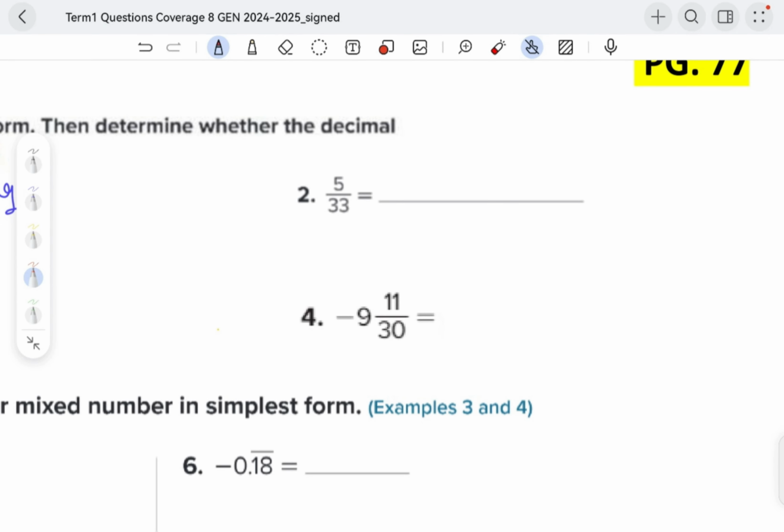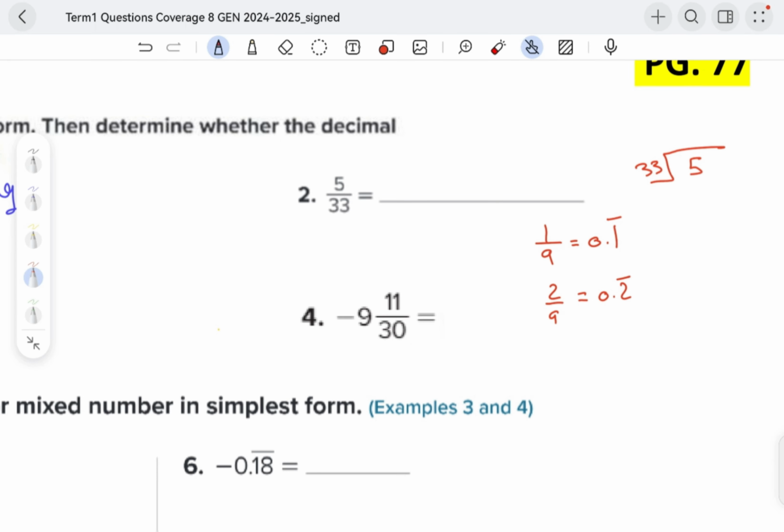Now let's go for question number 2. For question number 2, you can go and use the long division. You can divide 5 divided by 33. But what I'm going to do, I will use previous knowledge. We know that 1 out of 9 or 2 out of 9 or 3 out of 9, this is a repeating decimal. This will give us 0.1 repeating.